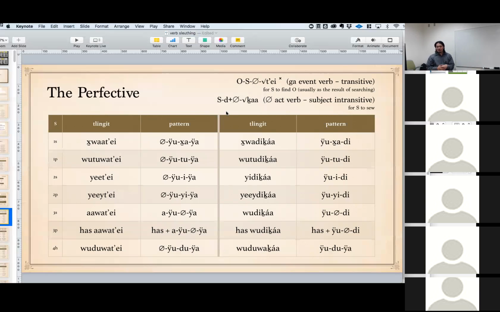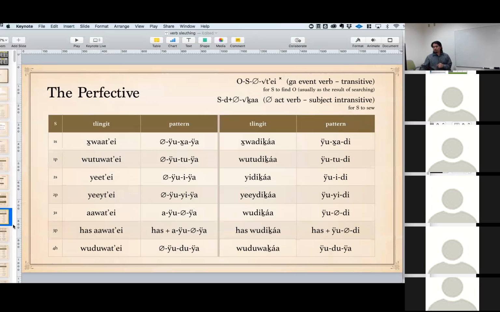Okay, so I was sewing. Everybody say chwadeka, watudeka, yideka, yideka, wudeka, haswudeka, waduaka.